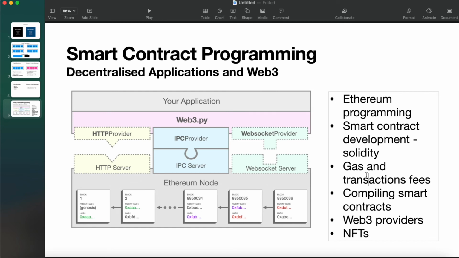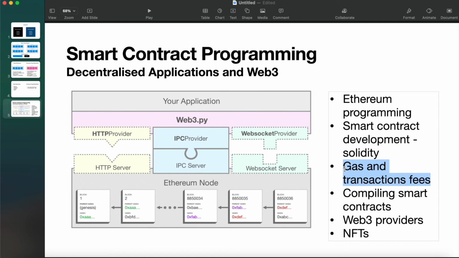Gas and transaction fees. This is the main difference between blockchain programming and normal programming. Normal programming, I can write thousands and thousands, lots of code. I'm not too worried about transaction fees because everything is being run on the server. Of course, there's some cost involved, but I pay monthly to run my server, and that's all I'm worried about.